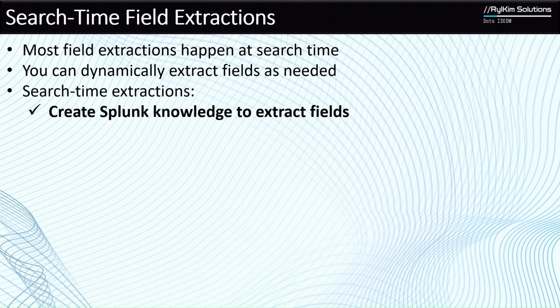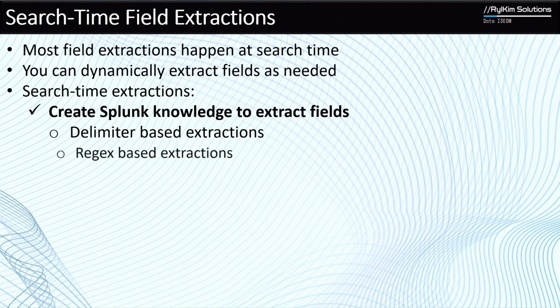The first one is that you can create knowledge objects in order to extract fields. So you can create delimiter-based field extractions. These are field extractions for data that is delimited. We saw CSV, comma separated values. That's delimited data, where the field values in each event are separated by commas. Pipe separated values are separated by pipes. Tab separated values are separated by tabs. And you can have other characters that delimit your data. Most data that is delimited is considered structured data.